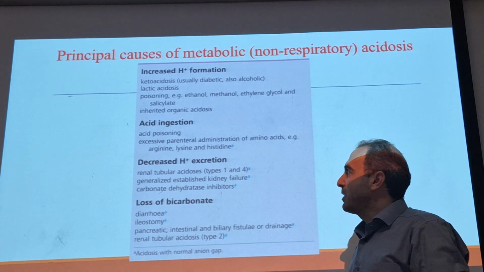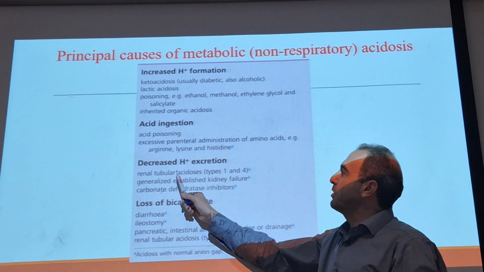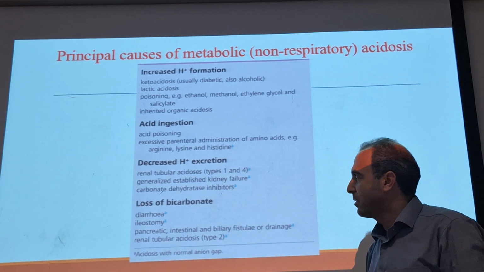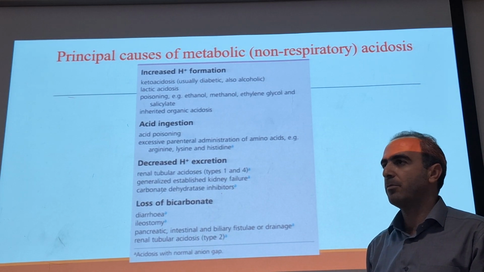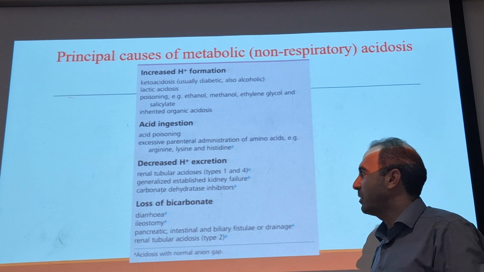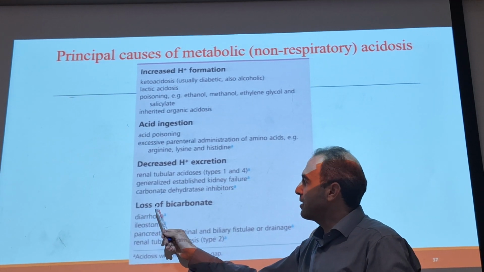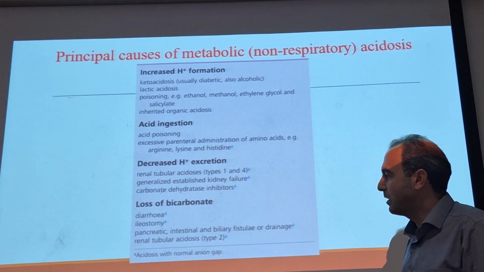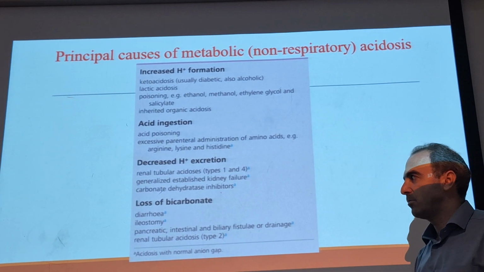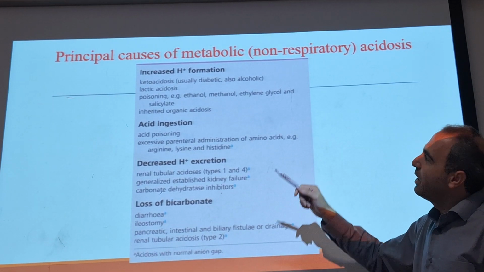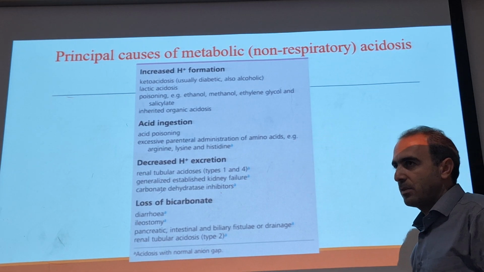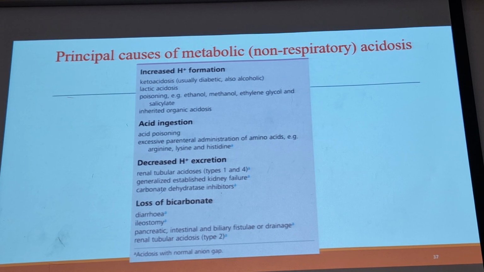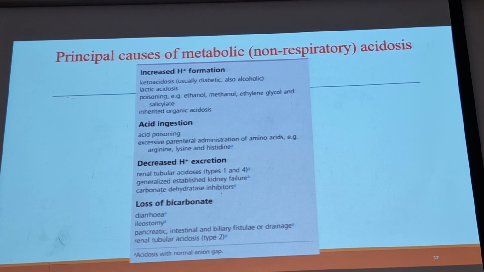Decreased H positive excretion due to renal tubular acidosis and carbonate dehydratase or carbonic anhydrase deficiency. And losses of bicarbonate due to diarrhea and pancreatic and intestinal fistula. So all of them lead to metabolic acidosis. So metabolic acidosis can be present in two forms.